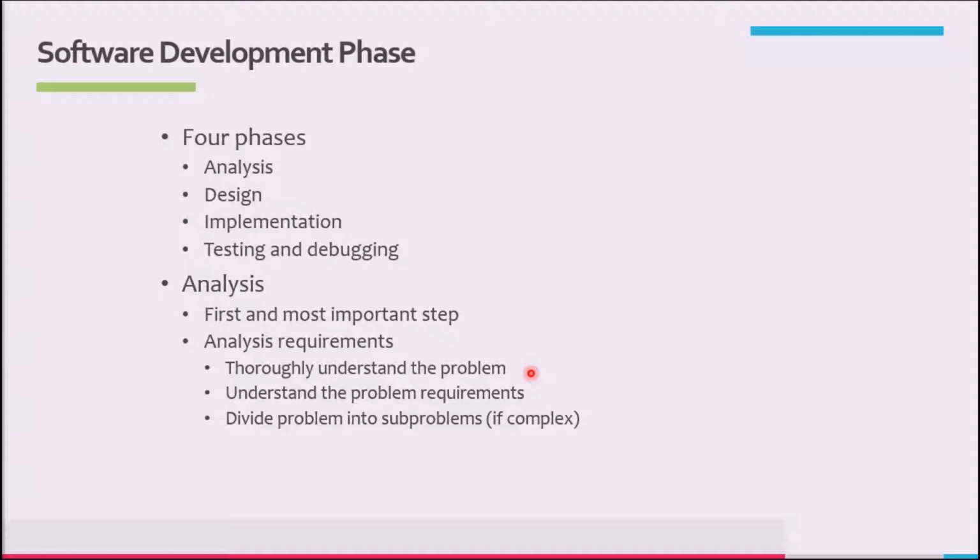First, you need to thoroughly understand the problem. Understand the problem requirements. Requirements can include whether the program requires interaction with a user, whether it manipulates data, whether it produces output, and what the output looks like. If the problem is complex, divide the problem into subproblems. Analyze each subproblem and understand each subproblem's requirements.